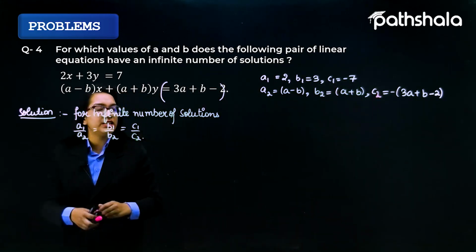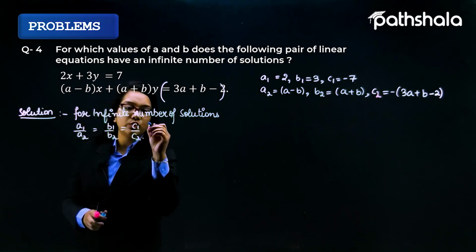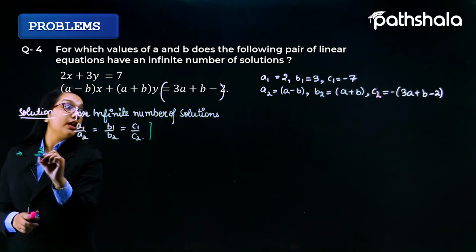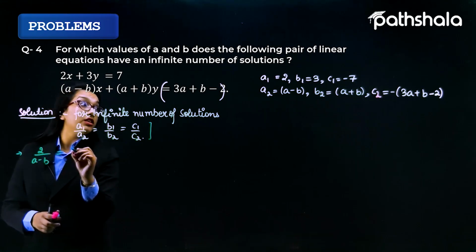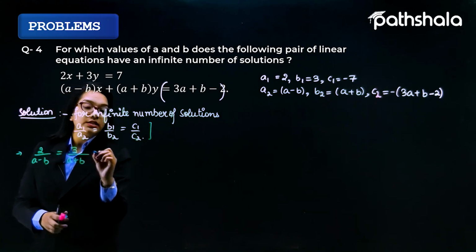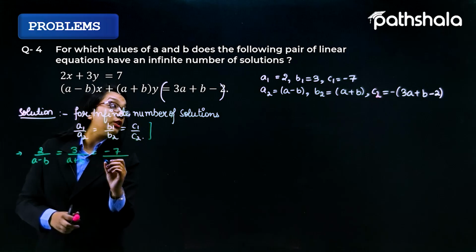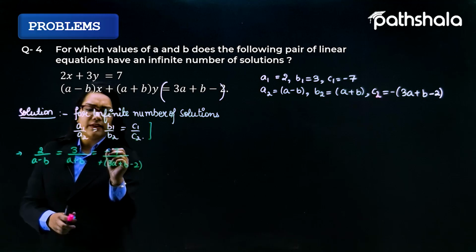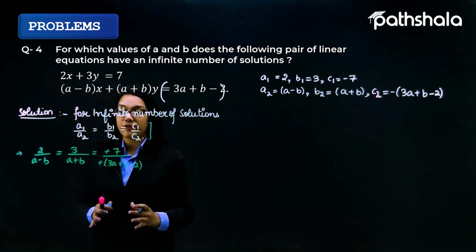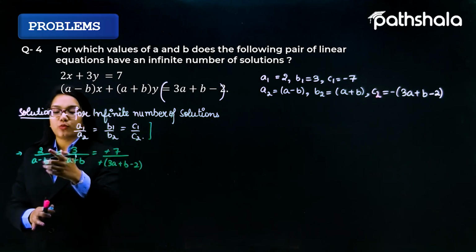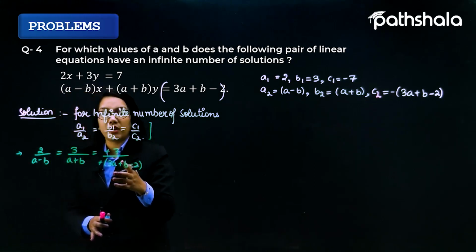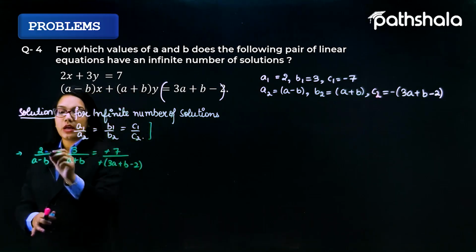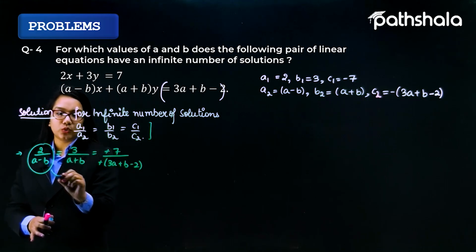Now let's substitute all these values under this condition. So a1 is 2, a2 is a - b, b1 is 3, b2 is a + b, c1 is -7, and c2 is -(3a + b - 2). The negative and negative cancel each other. So we have the ratios 2/(a - b) = 3/(a + b) = 7/(3a + b - 2). We know that all these are equal to each other, so let's solve by taking the first equal to the third first.